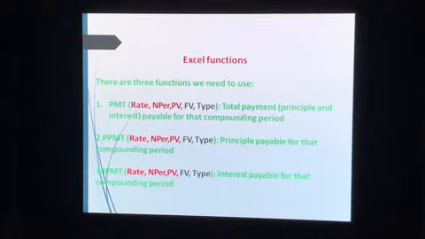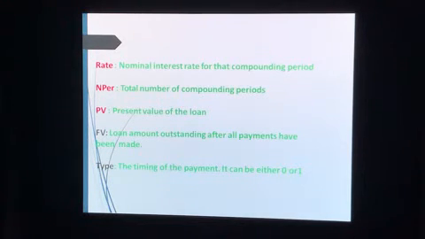What is the PMT? PMT is the total payment. Then we divide it into two portions. First is the PPMT, second is the IPMT, the principal portion and the interest portion. If we add up IPMT and PPMT, it gives us the PMT. Furthermore, we need the rate, which is the rate of interest. Then we need NPER, the total number of compounding periods.